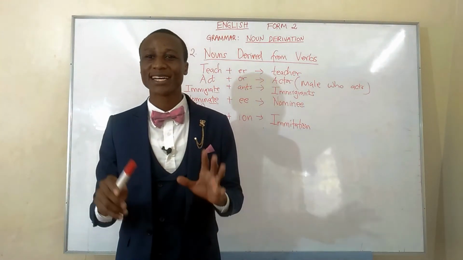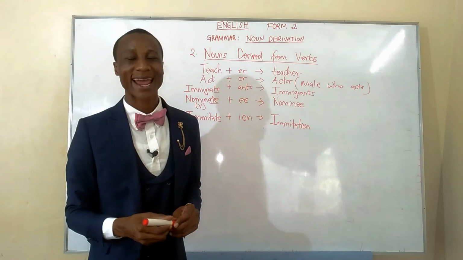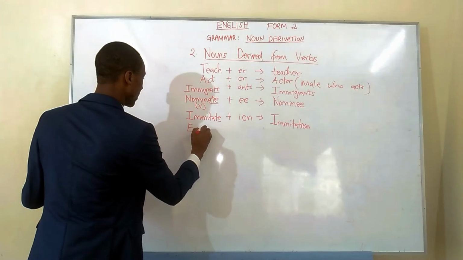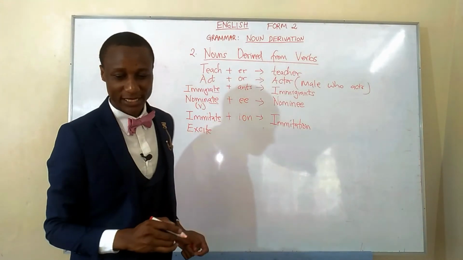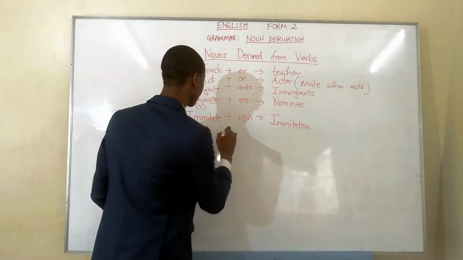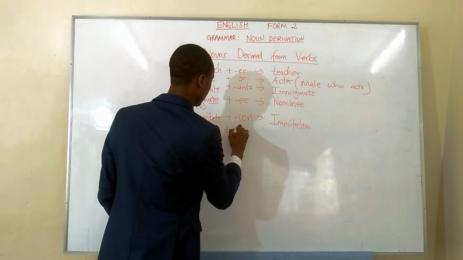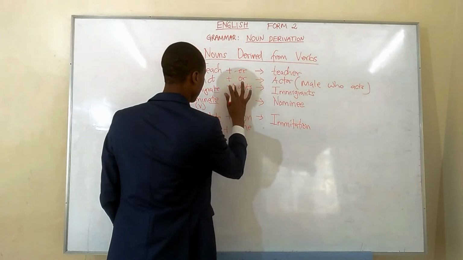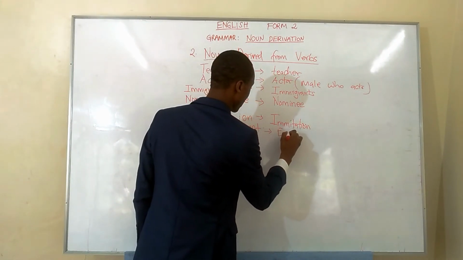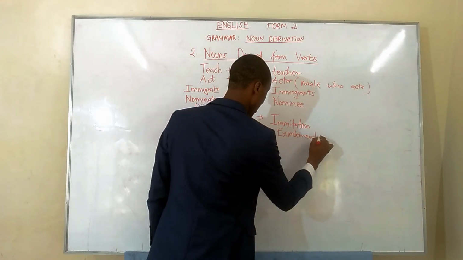When you add the suffix ment to excite, when you add the suffix ment, it becomes excitement. It forms a noun, excitement.